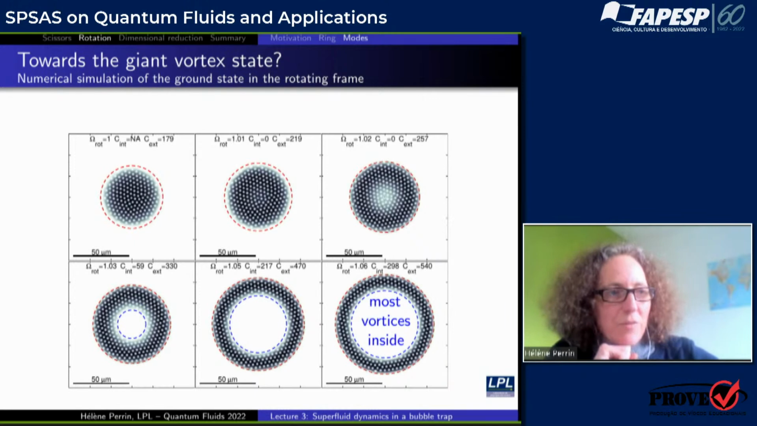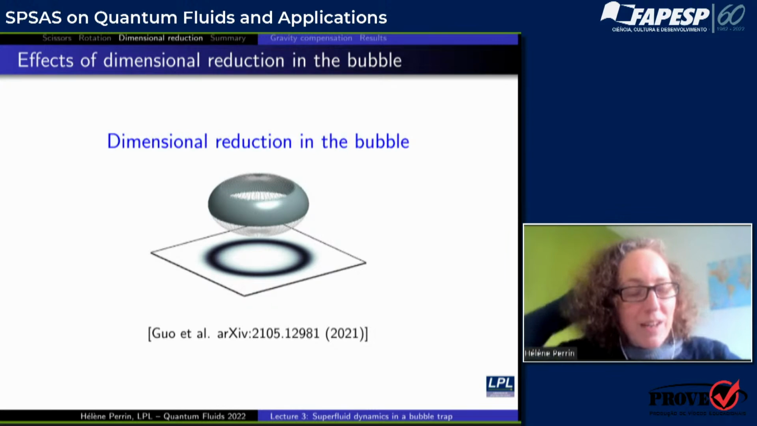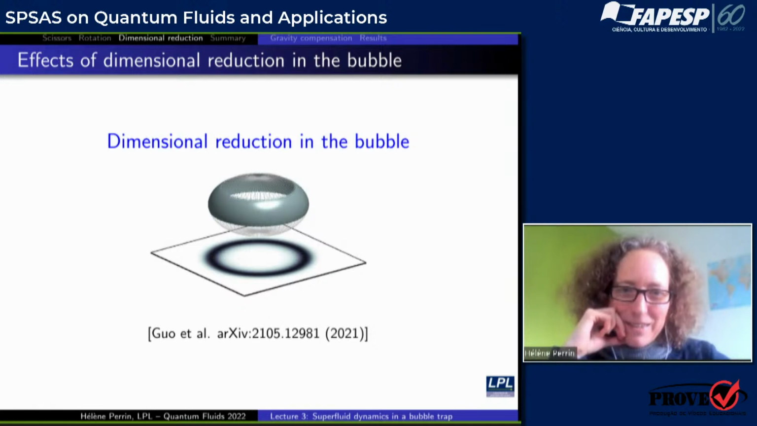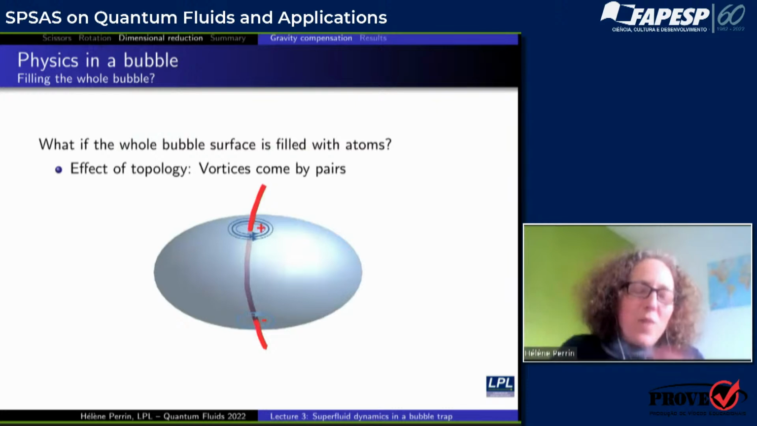So finally, if time allows, I would like to comment on recent results that we have obtained in collaboration with Van der Ley and Emmanuel. I am very happy that it is the result of a great COFIQ collaboration, which is about the effect of dimensional reduction in the bubble. So what is the idea here? The idea is to try to fill the bubble with atoms everywhere.